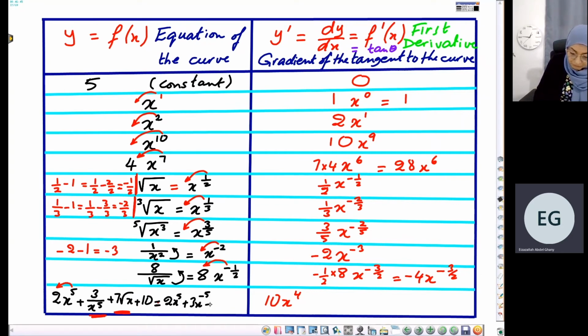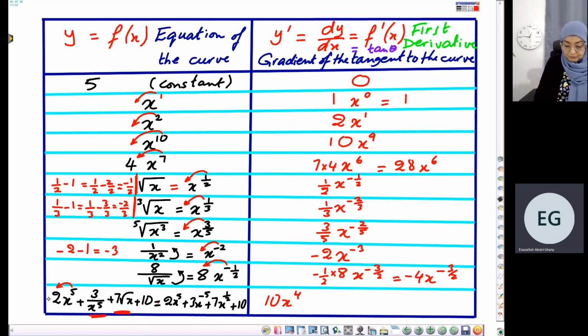What about the 7 square root of x? Fractional power means root. So it is 7x to the power fraction, which is half. What about the 10? You know what about the 10? It will vanish because it's constant.